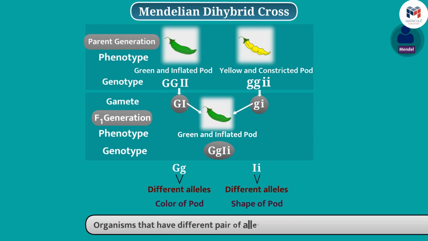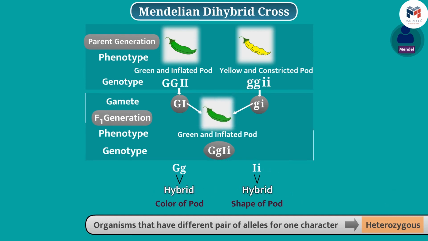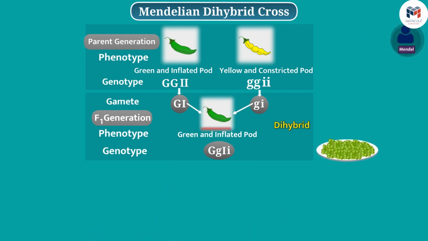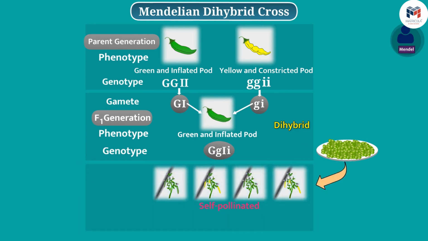Organisms that have different pair of alleles for one character are called heterozygous. This is also called hybrid. Plants of F1 generation are heterozygous for two characters. Therefore, these are called dihybrid. Mendel grew plant seeds of F1 generation and self-pollinated the plants.